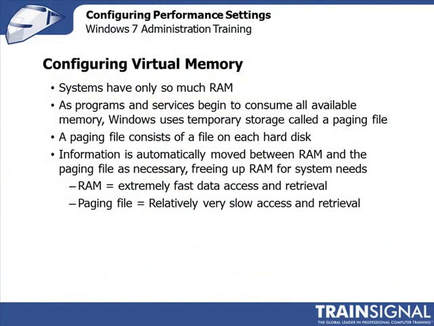Perhaps the most precious resource in a computer is the amount of system RAM, or memory. Although the amount of memory that ships with computers is growing all the time, the reason it's growing is because programs are demanding it. As users load more and more programs and services onto computers and they begin to consume available memory, Windows uses temporary storage called the paging file, which basically augments system RAM. A paging file is nothing more than a file that's at the root directory of each of the hard disks in the system. In fact, I'll show you that.